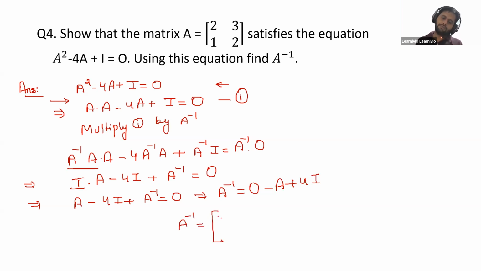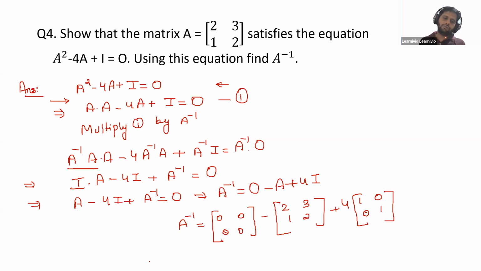So this is 0, 0, a null matrix. Minus A means 2, 3, 1, 2. Plus 4 into I, so this is 1, 0, 0, 1. Solve it and you will get A inverse is equal to, solve this. So minus 2 plus, you will multiply this, becomes 4. So minus 2 plus 4 is 2. Then minus 3 and 0 is minus 3. Then minus 1 and 0 is minus 1. Then minus 2 plus 4 is 2. So you get this value.